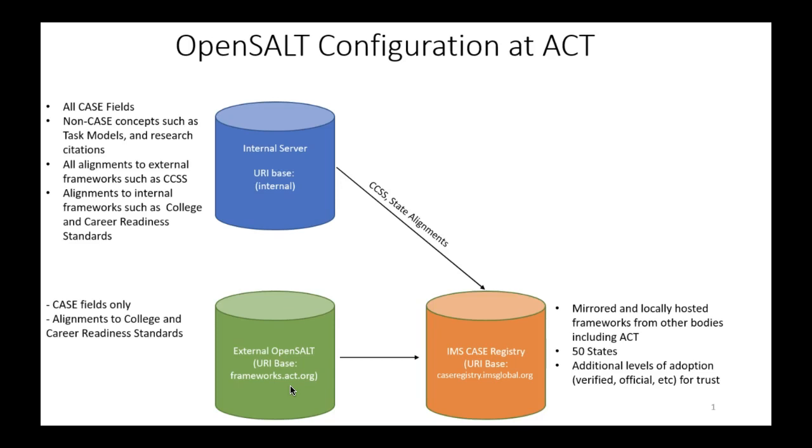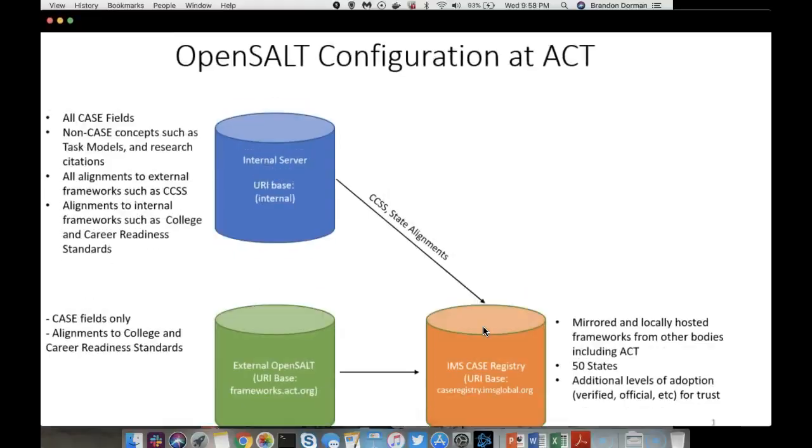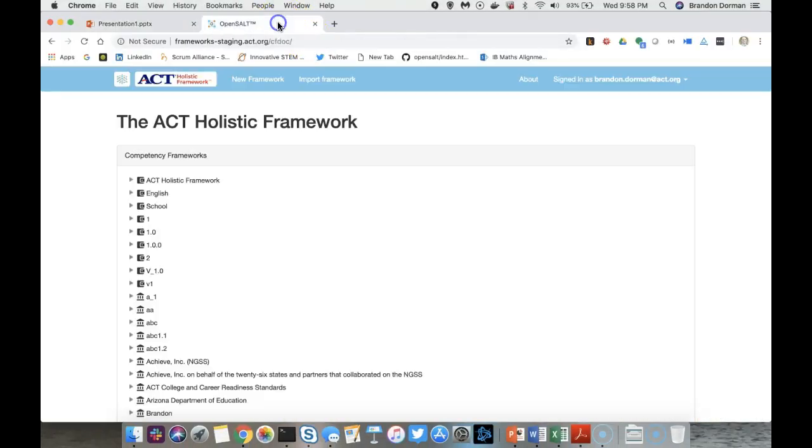But either way, both of these servers are using OpenSalt's external associations feature to look to the case registry for the external associations, because we don't want to be responsible for keeping state standards up to date and that kind of thing. And so we just point to those external associations, and I'm going to show you how we do that. So I'm using one of our other public staging servers just to make sure I'm not revealing anything that I'm not supposed to in this video.